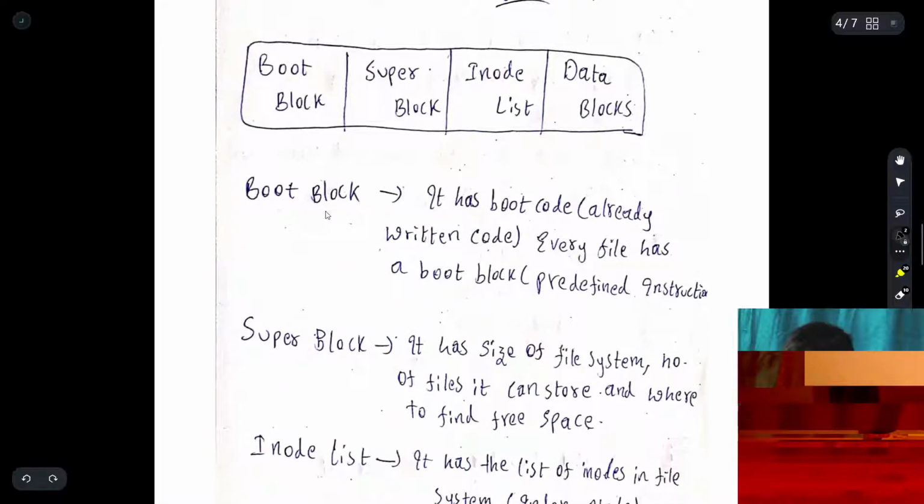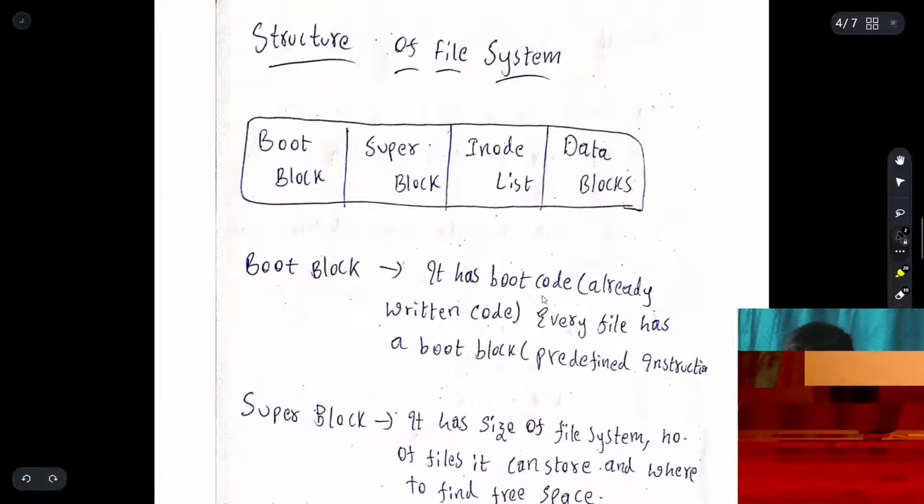First, the boot block. The boot block is nothing but code which is already written, predefined. We can't write the write or read code in the kernel every time, right?